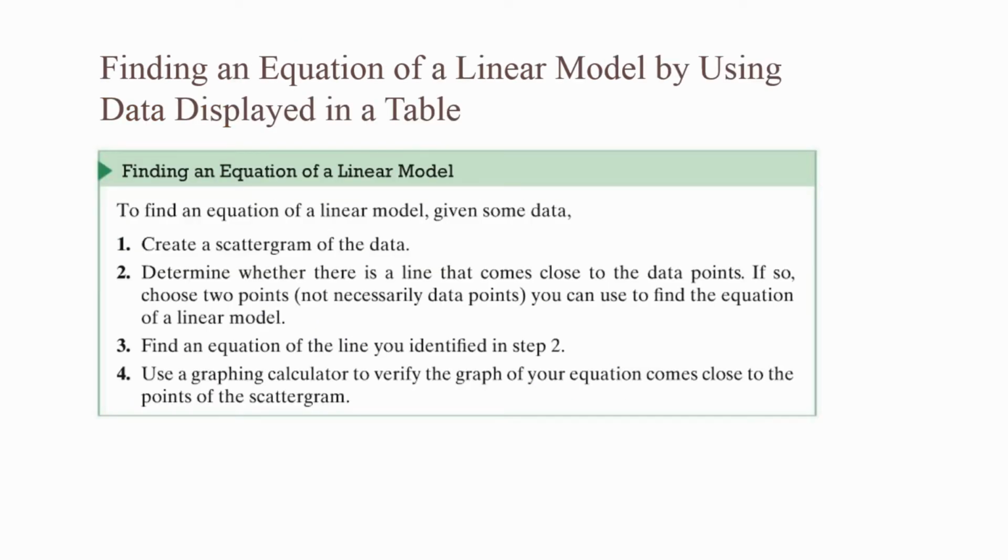Finding an equation of a linear model by using data displayed in a table. To find an equation of a linear model given some data: 1. Create a scattergram of the data. 2. Determine whether there is a line that comes close to the data points. If so, choose 2 points, not necessarily data points, you can use to find the equation of a linear model. 3. Find an equation of the line you identified in step 2. 4. Use a graphing calculator to verify the graph of your equation comes close to the points of the scattergram.